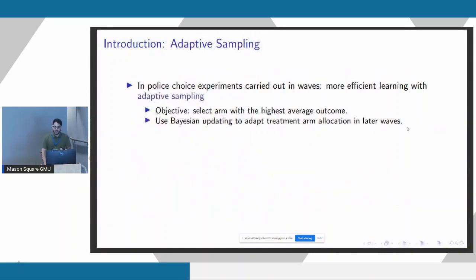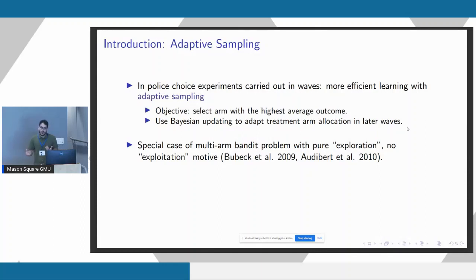So what is an alternative, or what is a strategy that actually answers the policy choice problem in an optimal fashion? Well, we can use adaptive sampling. In policy choice experiments that are carried out in waves, a more efficient learning is achieved with adaptive sampling, where the objective, once again, is to select the arm with the highest average outcome. And in order to do so, we use Bayesian updating to adapt the treatment arm allocation in later waves.